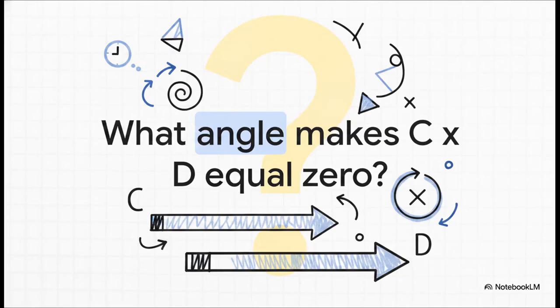Time for our final interactive check right from page 52. Let's see if you can reverse engineer the formula. If vector C has a magnitude of 3 units and D has a magnitude of 4 units, what angle between them makes their cross product equal to absolutely 0? Pause the explainer, think about the formula we just covered, and I'll give you the answer in a second.